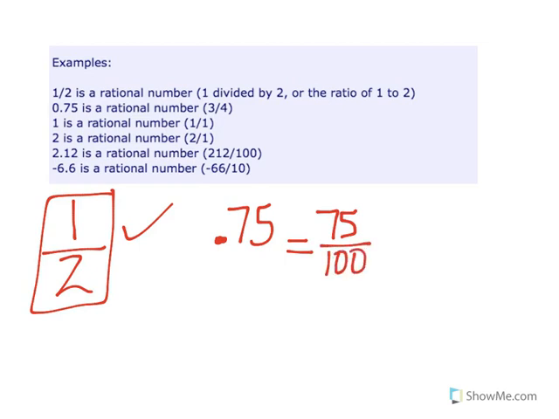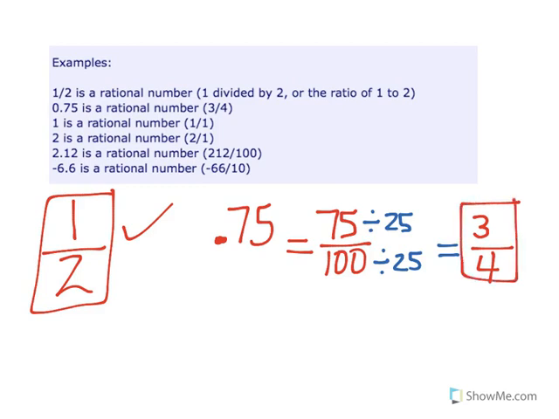75/100. Now I can simplify. They're both divisible by 25. So 75 divided by 25 is 3. 100 divided by 25 is 4. So, is 75/100 a rational number? Yes, it is, because I made this decimal look like a fraction. Therefore, it's a rational number.